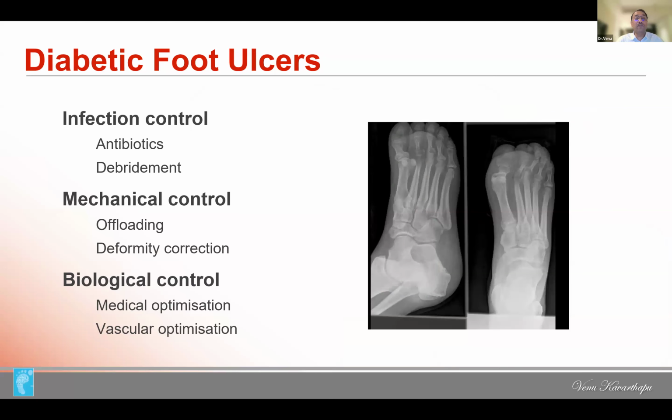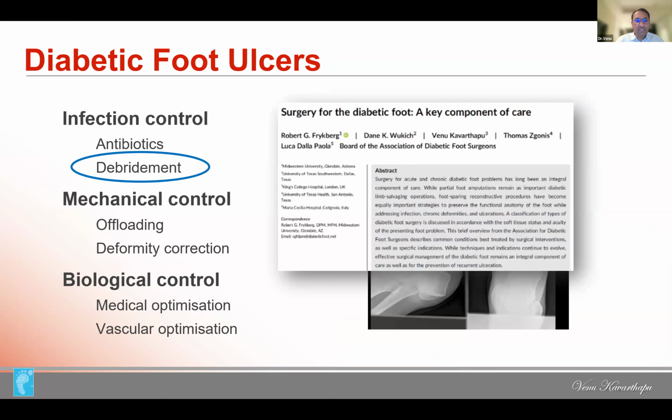But those with infection and mechanical origin should be expected to be managed by an orthopedic surgeon. And that management involves achieving infection control, mechanical control, and biological control. But I'm going to emphasize the surgical component of that infection control, which is the surgical debridement. And, as orthopedic surgeons, we are super experts in that area.